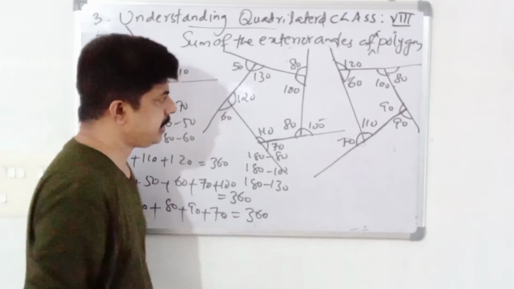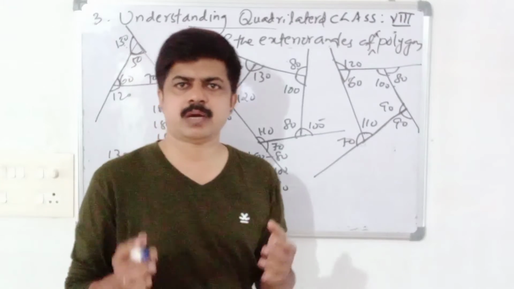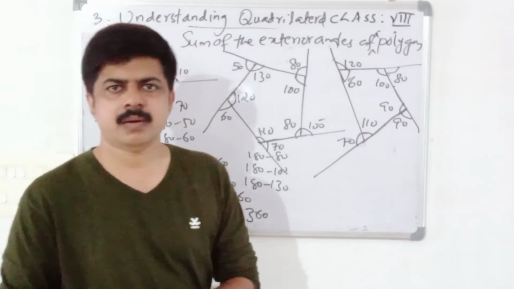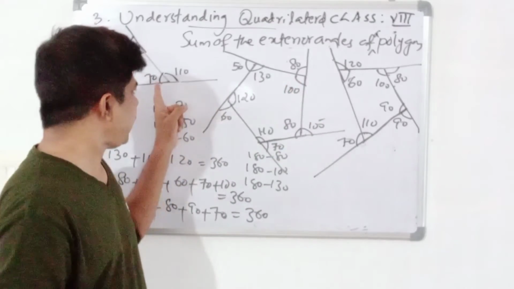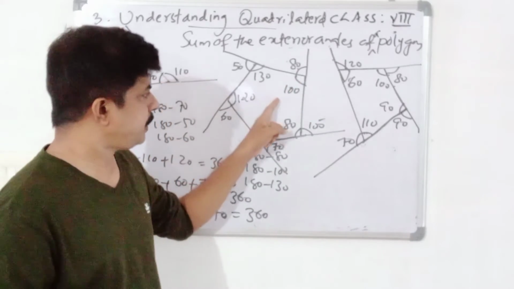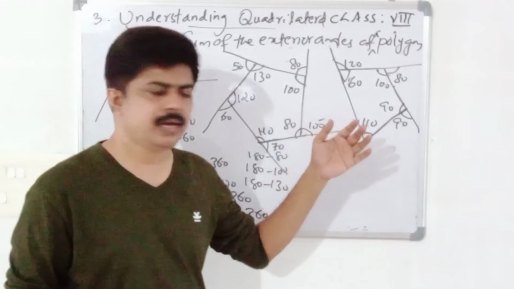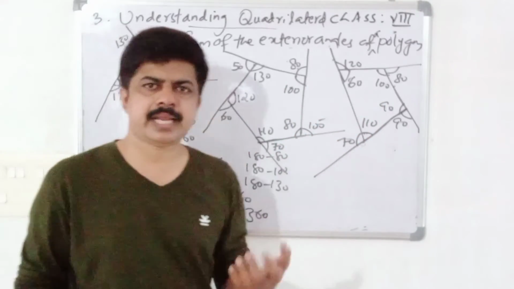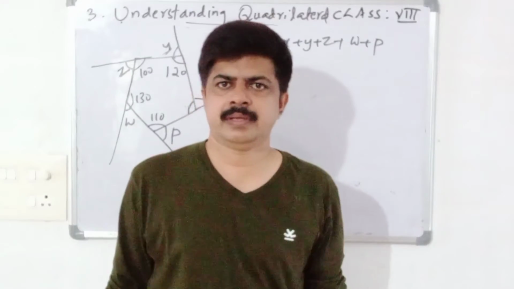Now you realize that the sum of the exterior angles of any polygon is 360. But whereas the interior angles may be different. For the triangle, the interior angle sum is 180, for a quadrilateral 360, pentagon 540, etc. But the sum of the exterior angles of any polygon is 360.